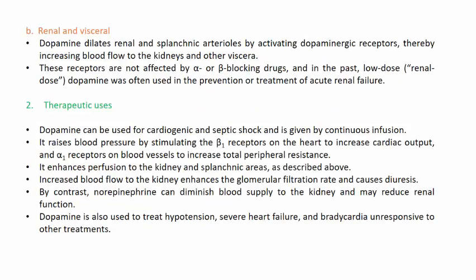It has action on the renal and visceral vasculature. Dopamine dilates renal and splanchnic arterioles by activating dopaminergic receptors, thereby increasing the blood flow to the kidney and other viscera. Since it dilates the renal and splanchnic arterioles, it will lead to increased blood flow to the kidney and other viscera. And these receptors are not affected by alpha or beta blocking drugs, and in the past a low, renal dose of dopamine was often used in the prevention or treatment of acute renal failure.